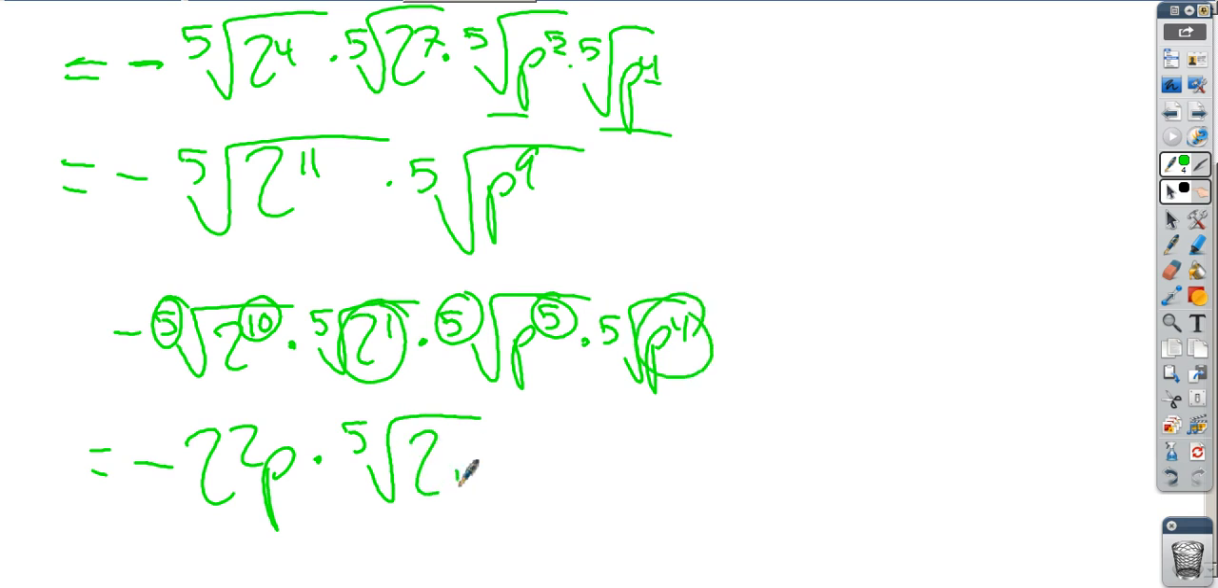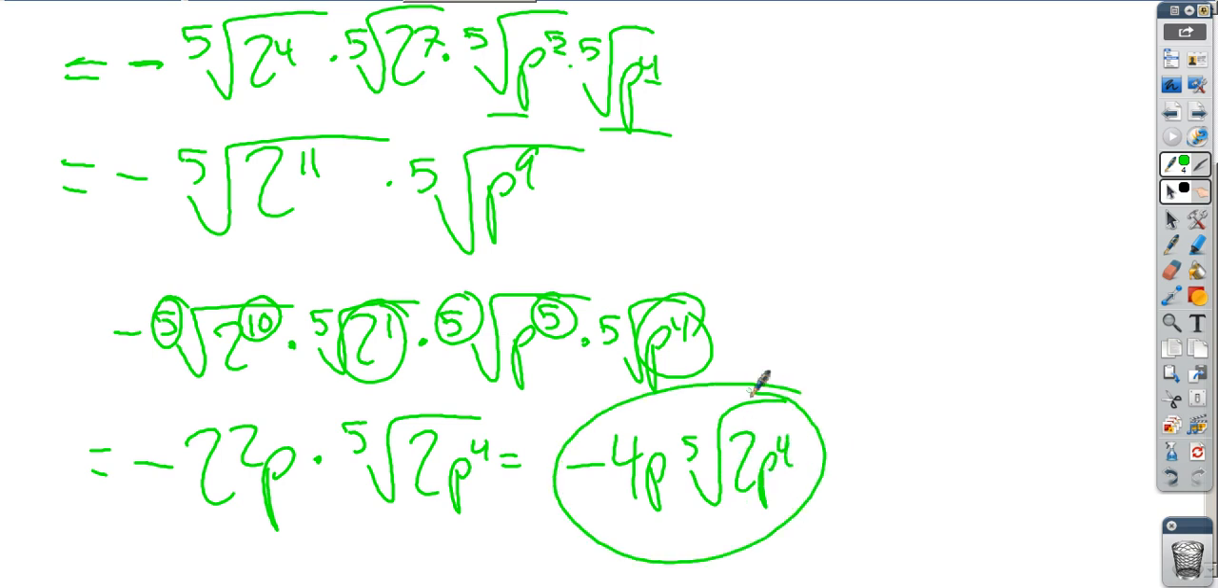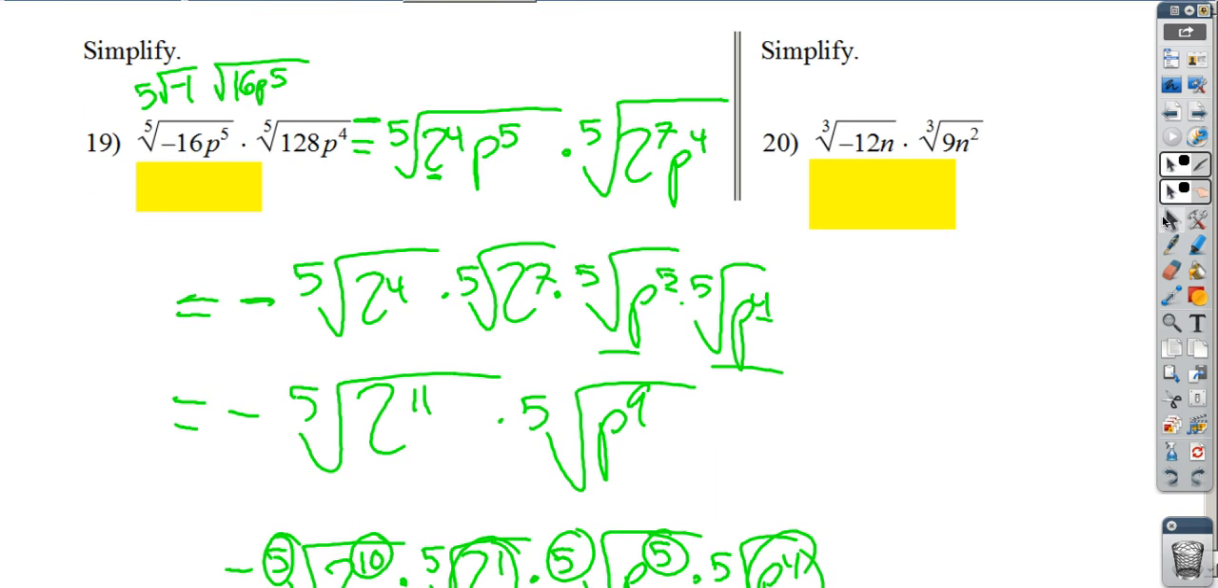We can combine those. And here's the final answer. Negative 2 squared is 4. So negative 4p times the fifth root of 2p to the 4th. That is as simplified as we can make it. So let's double check. Negative 4p times the fifth root of 2p to the 4th. There it is.